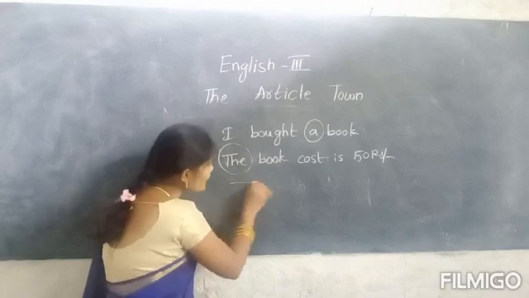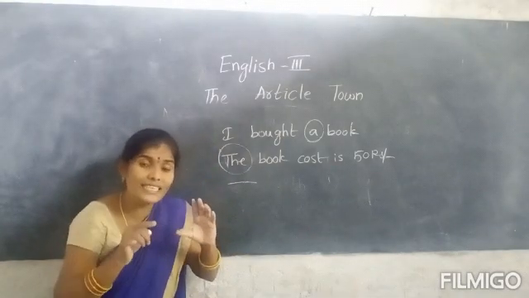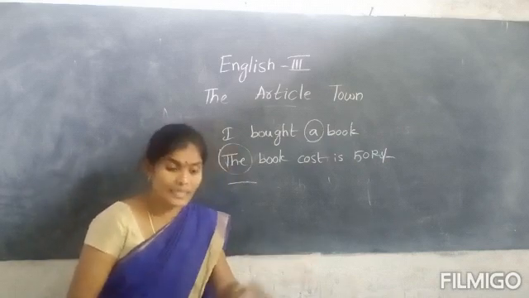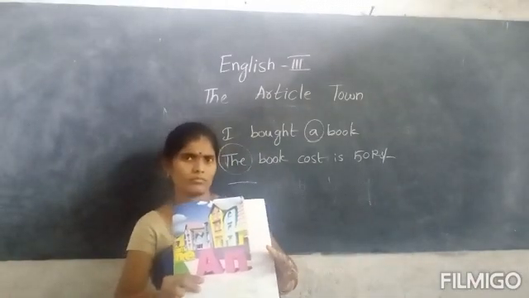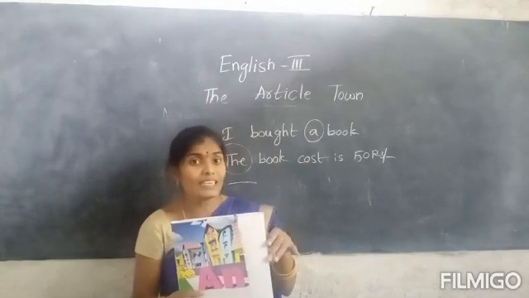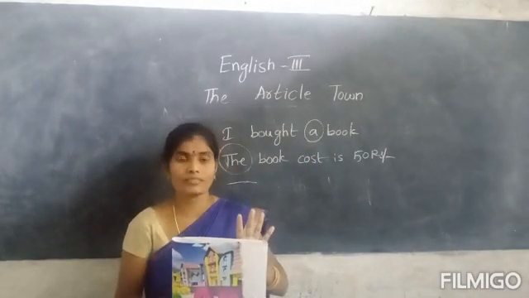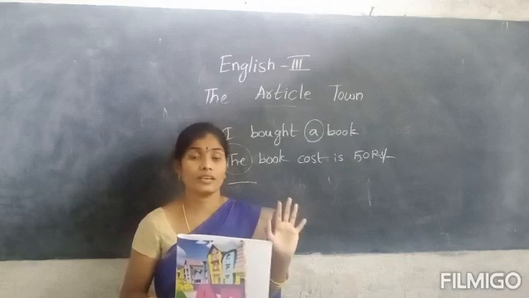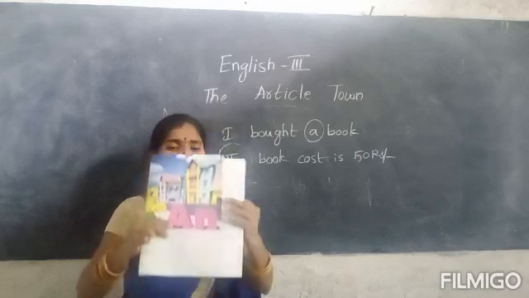But in the second sentence, specially, I am introducing about that book only. The same book, I am telling about this book. I bought a book. The first sentence is common. In the first sentence, this book is common. It is a normal book. But in the second sentence, I am introducing about the special book.